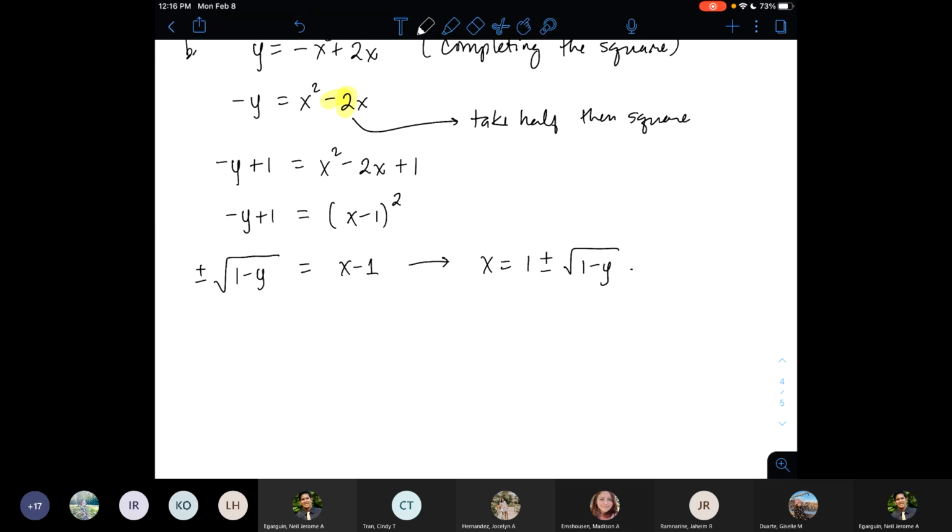Okay? And so here you will see that the right half of your graph, or of the parabola, will have 1 plus square root of 1 minus y, and the lower half would be... or will it be the lower half? No, the left half would be 1 minus the square root of 1 minus y. Okay? Does that make sense, Robert?